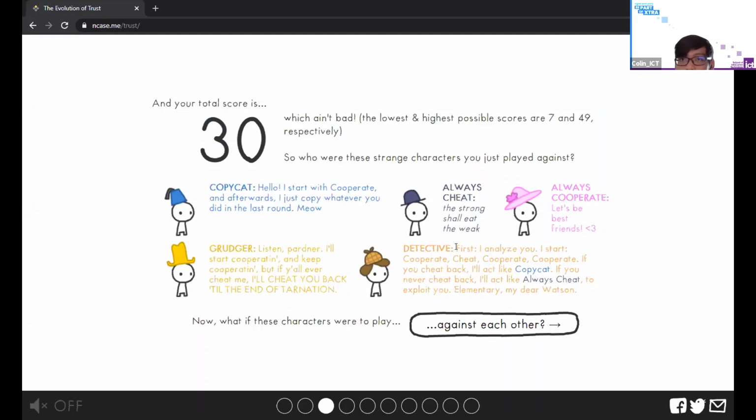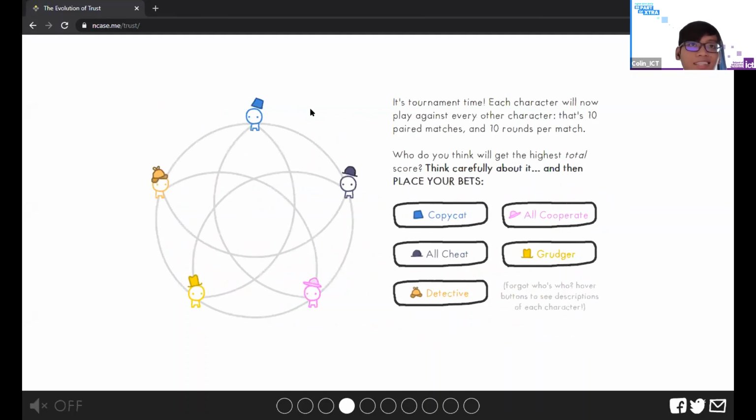However, the detective plays in a pattern: cooperate, cheat, cooperate, cooperate. And if I cheat back after, he will act like a copycat and copy my last move. However, if I don't cheat back, he will become a cheater and always cheat. So that is their playstyle. All right, so this is the model.